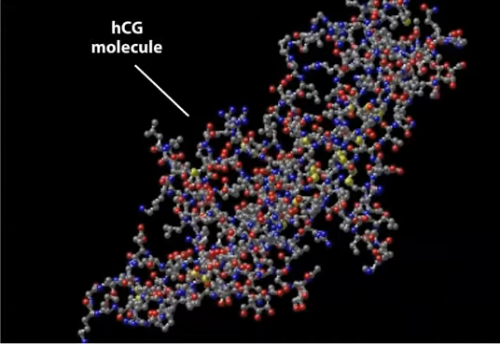HCG is produced by the developing placenta and has important functions in pregnancy. However, some of this hormone is also excreted in the woman's urine. Women who are not pregnant do not produce HCG.